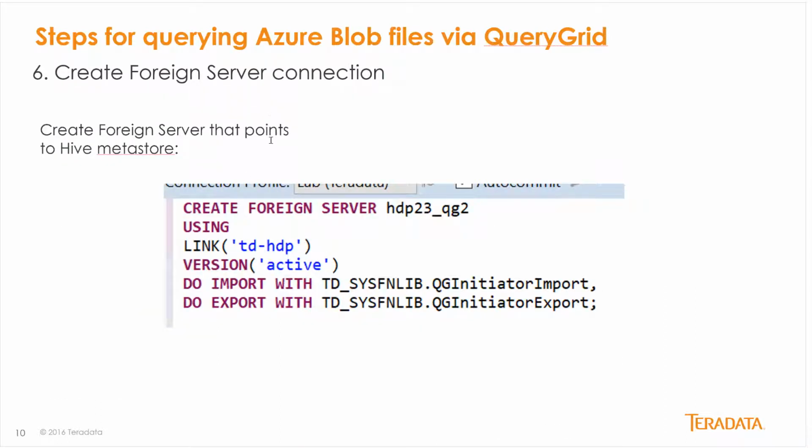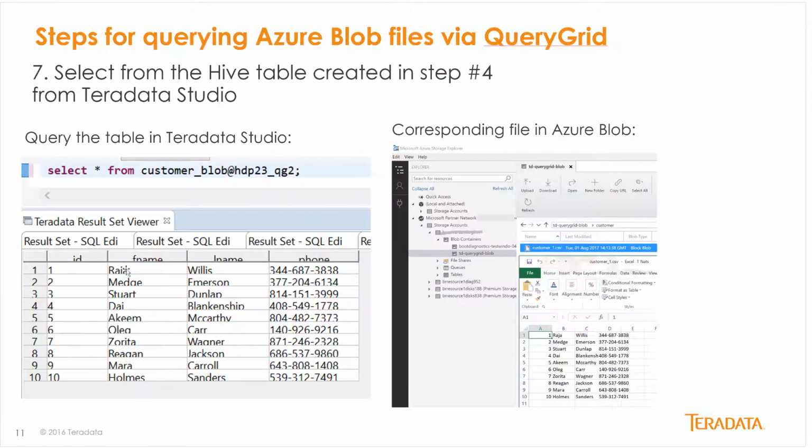So we also need to create a foreign server if we haven't already. In my demo, I already had a foreign server created. This is basically pointing to that Presto Hive catalog. And then lastly, I use Teradata Studio to select from the customer blob, similar to what I did in Hive, except now it's going to be using QueryGrid, which is powered by Presto. And so here's the information that comes back in Teradata Studio.